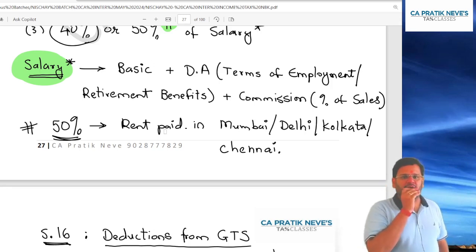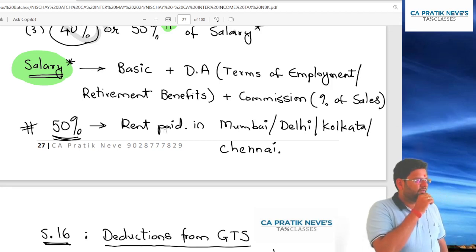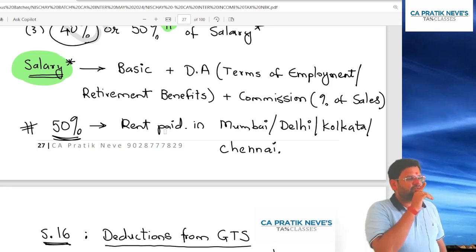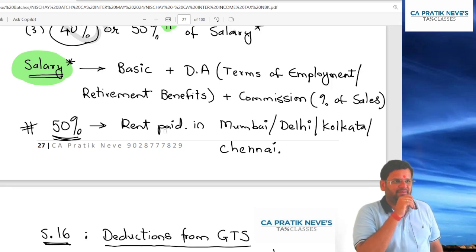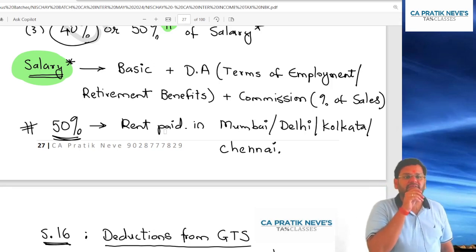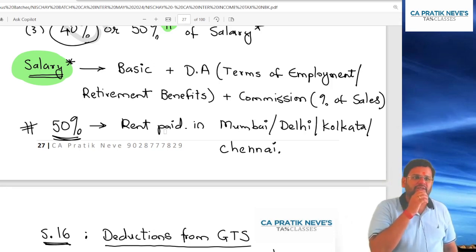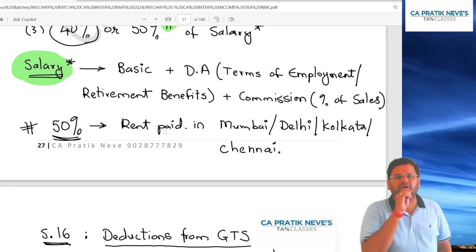Did you all get? Did you all understand? Basic plus DA terms of employment plus commission percentage of sales. So see friends, in exemption of HRA, first point was actual HRA received. That will be given in the question. Second is rent paid minus 10% of salary. So rent paid will be given in the question. Salary you can find out. Take 10% of that. Rent paid minus 10% of salary.